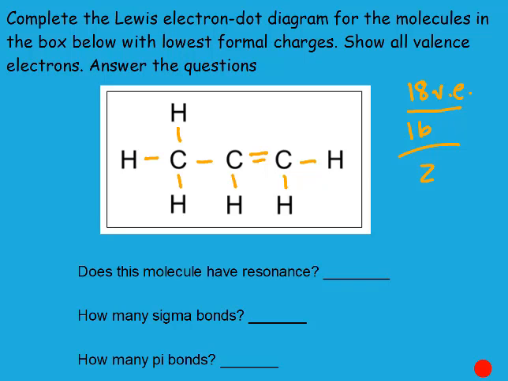So then ask yourself, does this have resonance? If you said no, you're correct. Although it has a double bond, I just showed that there's no other place that I could have put that double bond. So how many sigma and how many pi? If you said 1 pi and 8 sigma, you are correct. There's my pi bond. And 1, 2, 3, 4, 5, 6, 7, 8. Those are my sigma bonds.